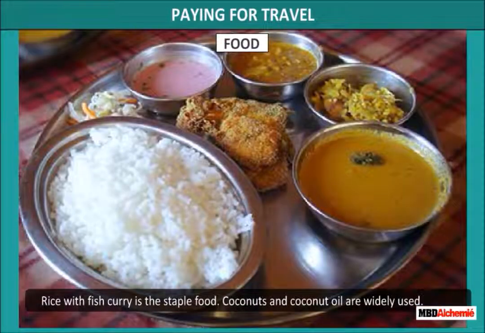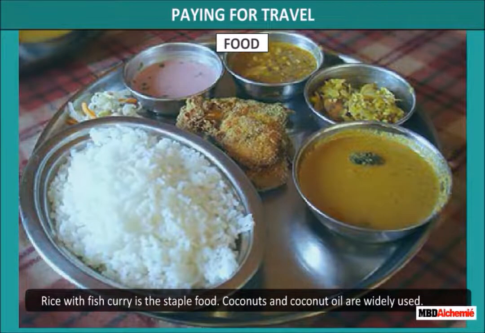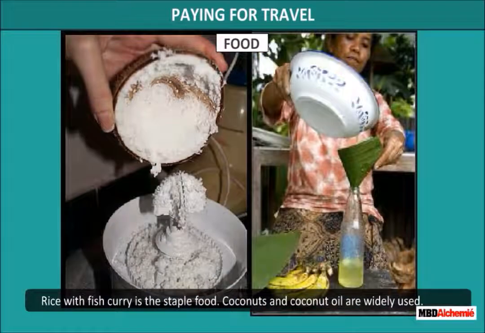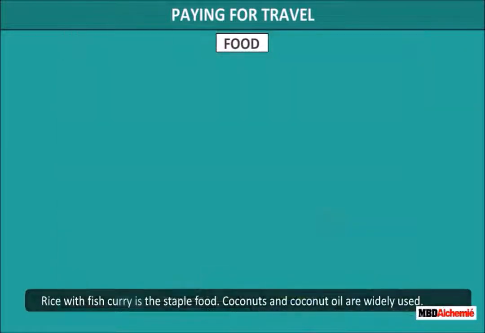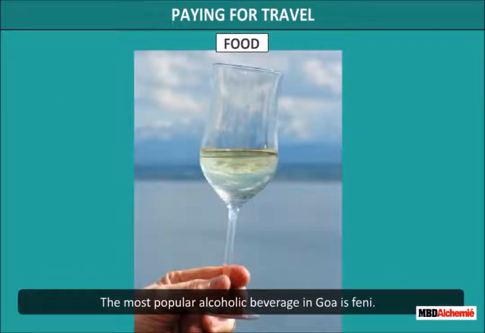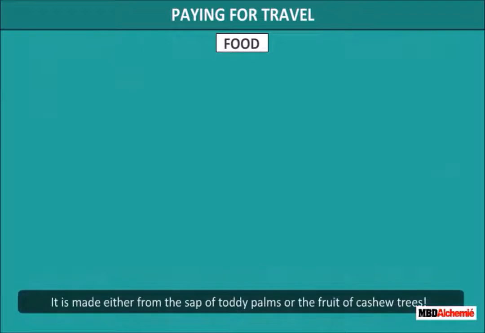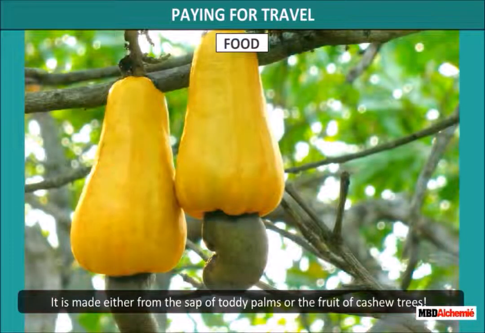Food. Rice with fish curry is the staple food. Coconuts and coconut oil are widely used. The most popular alcoholic beverage in Goa is Feni. It is made either from the sap of toddy palms or the fruit of cashew trees.